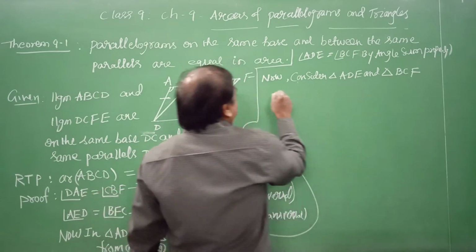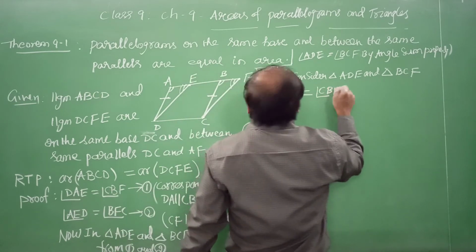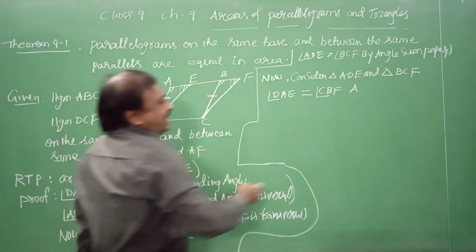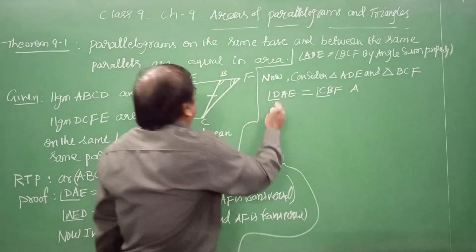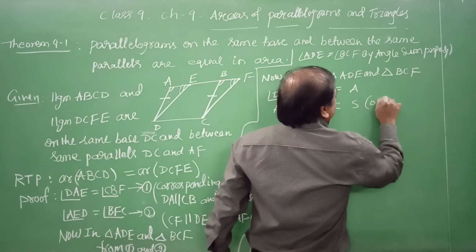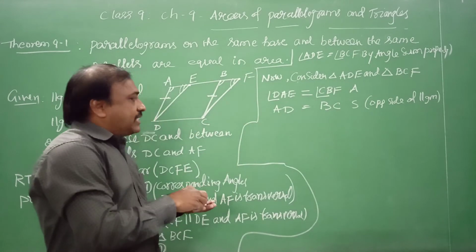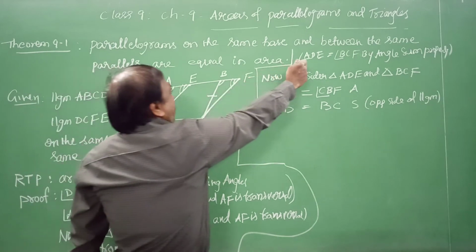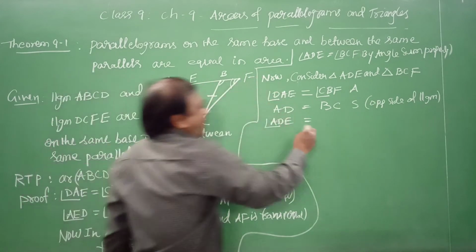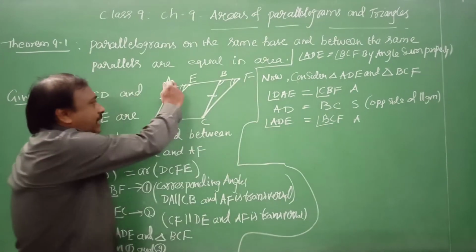So when you are considering these two triangles, angle DAE is equal to angle CBF. This is the angle. Next, side AD is equal to BC. These are corresponding angles we proved just now. This is the side: opposite sides of a parallelogram are equal. Next, we have one more angle we just proved: angle ADE is equal to angle BCF. This is the angle. So by ASA criteria, the two triangles are congruent.